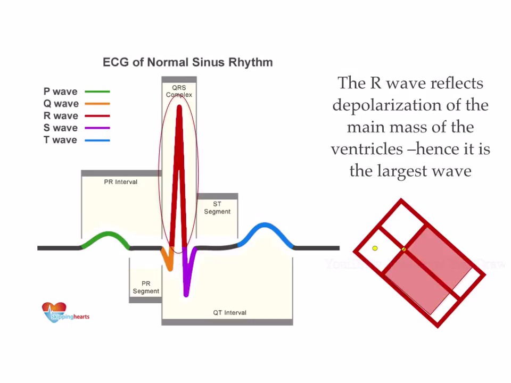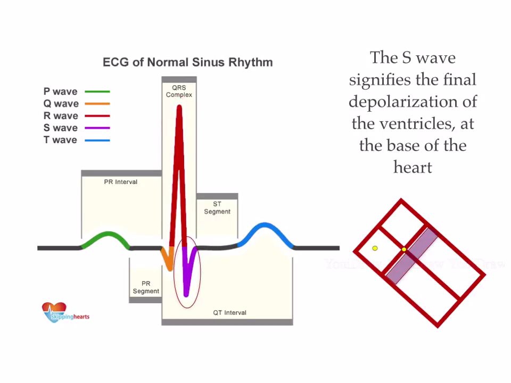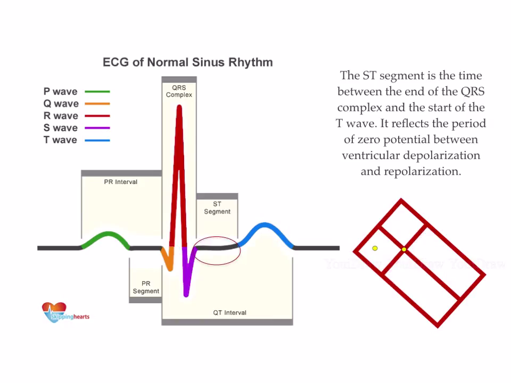So the next part of our QRS complex is going to be our R wave. The R wave typically reflects depolarization of the main mass of the ventricles, hence it's typically the largest wave seen in the EKG and in the QRS complex. And the final wave in the QRS complex is going to be the S wave, and this signifies the final depolarization of the ventricles.